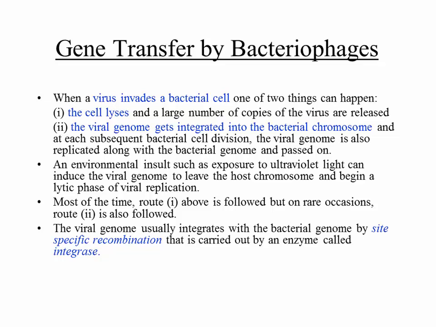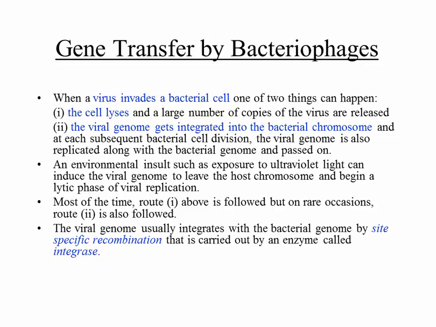Now, when a virus invades a bacterial cell, one of two things can happen. The cell could either lyse, and a large number of copies of the virus are released, so that would happen immediately. On the other hand, the viral genome could get integrated into the bacterial chromosome. At each subsequent bacterial cell division, the viral genome is also replicated along with the bacterial genome and passed on. So the cell doesn't burst, but every time the cell divides, you're getting more copies of the viral information reproduced.